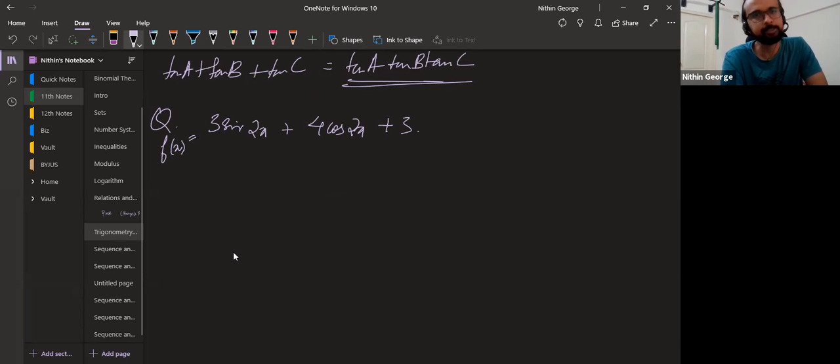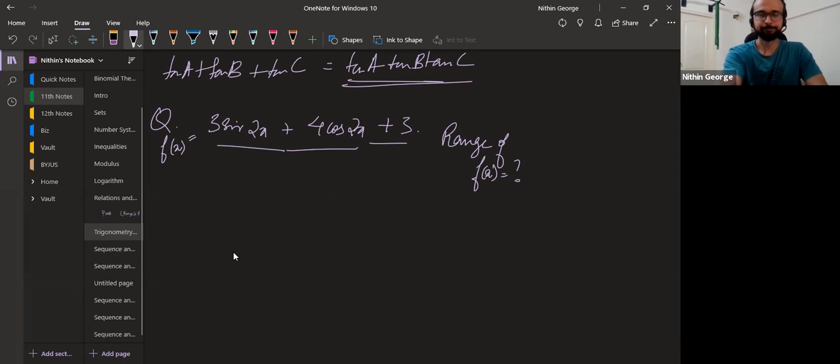You have a function like this: 3 sine 2x plus 4 cos 2x plus 3. You have to find the minimum and maximum value of this function. Basically, in other words, find the range of f of x. Can you try this? Come on.